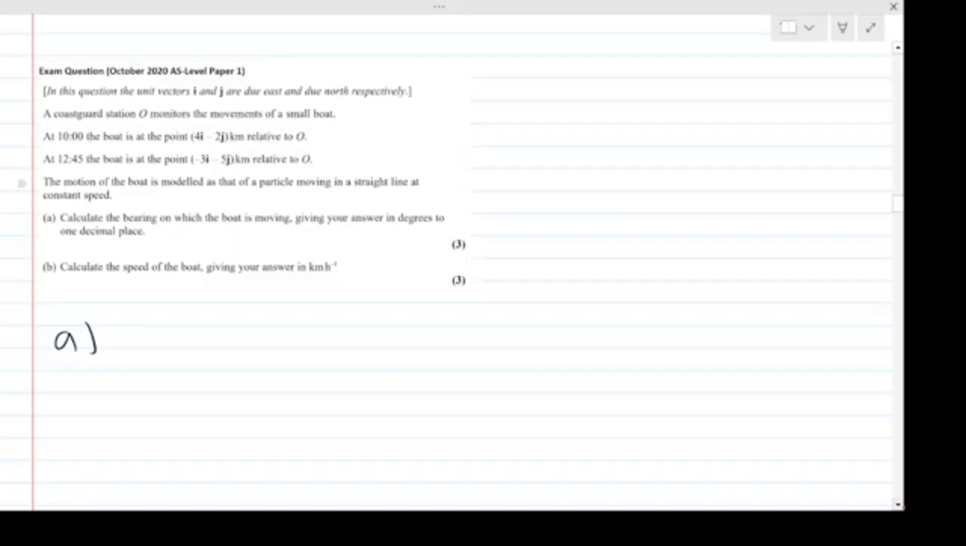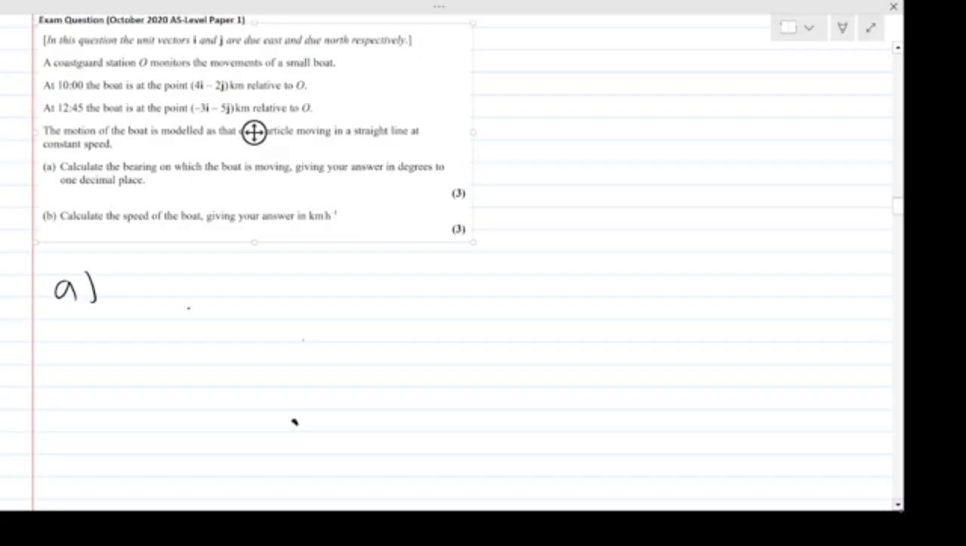So again, the common theme here, it's good to plot these points. I'm told at 10 o'clock, it's 4i minus 2j. That's a position vector. That's a point, right? Because it's from the origin. If I then have the origin here, just anywhere in space, 4i minus 2j is effectively going to be the point 4, minus 2. So 4 across and then 2 down would be about there. I'll call that the point A.